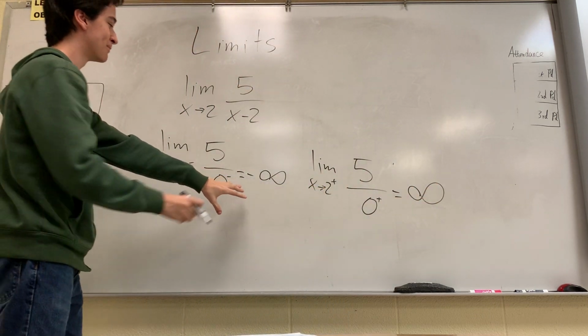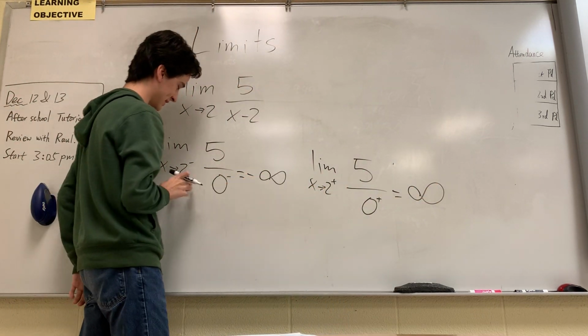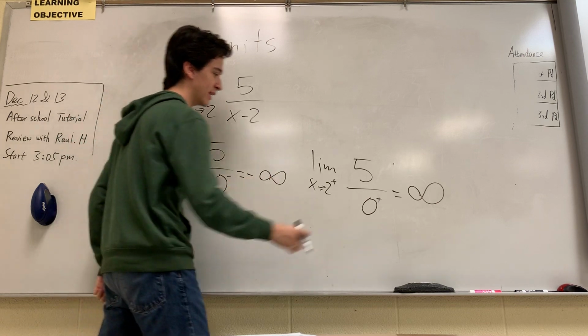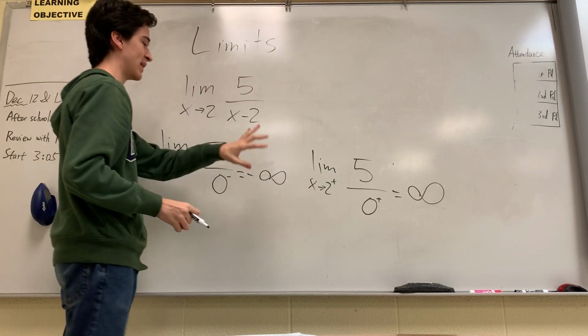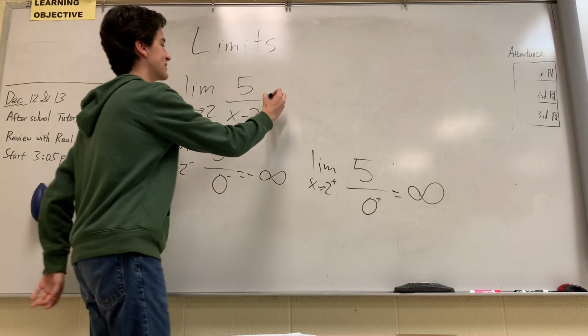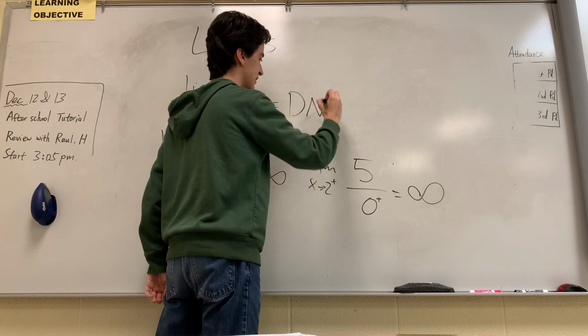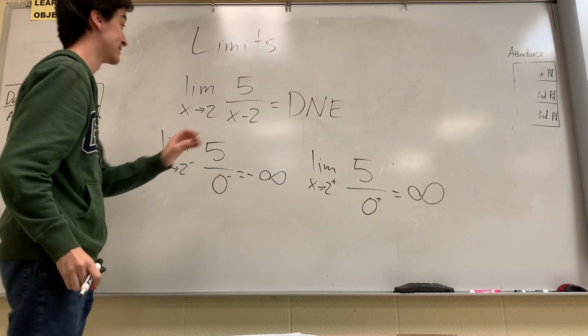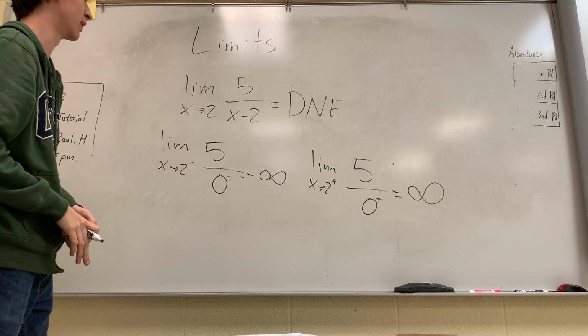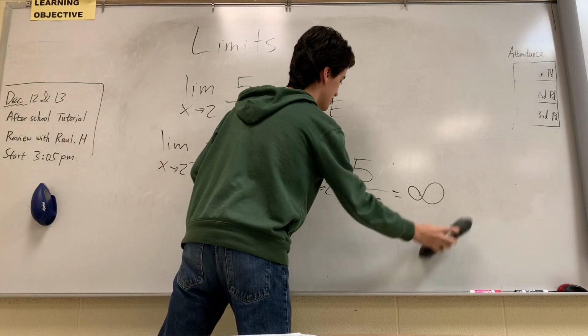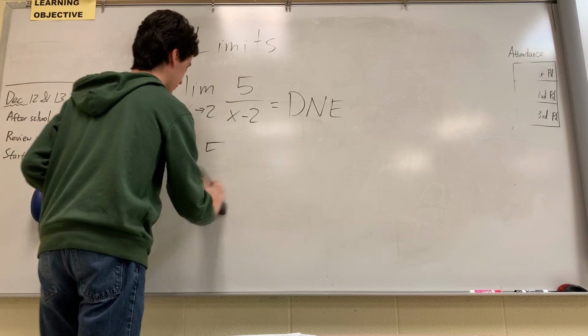And so here we see that the left side is equal to negative infinity. The right side is equal to positive infinity. So that means that since they're not equal, this limit is not going to exist. It does not exist. So that's the very last method that we tried before moving on to the algebraic methods: just plugging in numbers that are really close to each other.